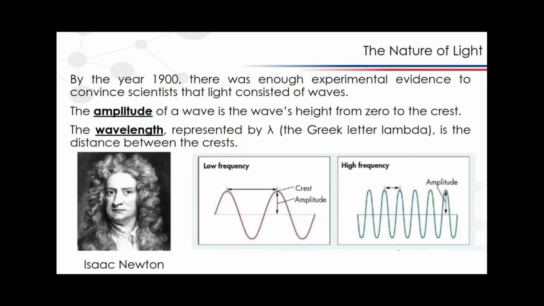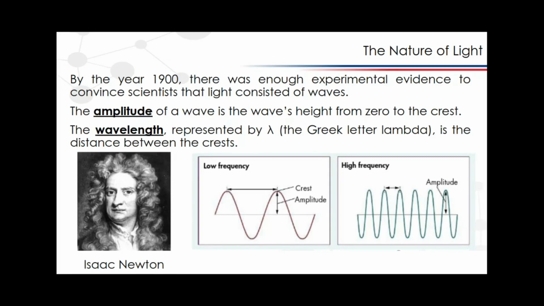The figure shown, as you can see, illustrates some of the properties of waves. As shown, each complete wave cycle starts at 0 on the y-axis, increases to its highest value, passes through 0 to reach its lowest value, and returns to 0 again. The amplitude of a wave is the wave's height from 0 to the crest.